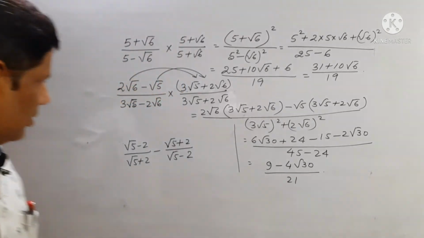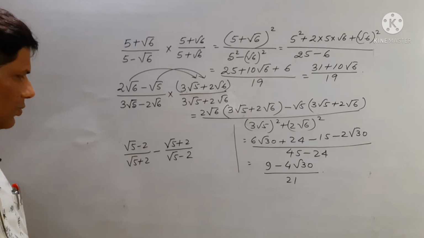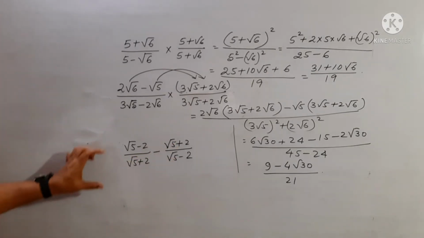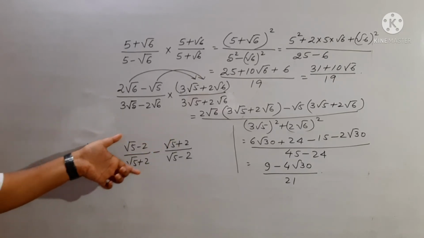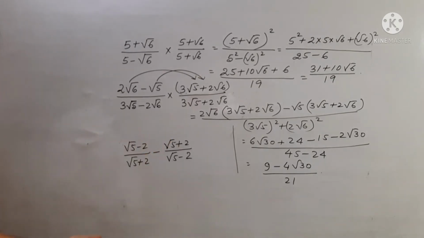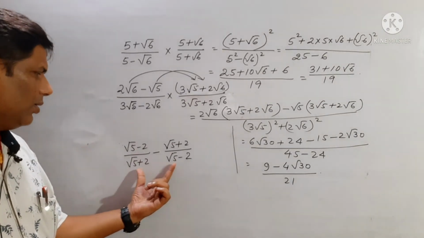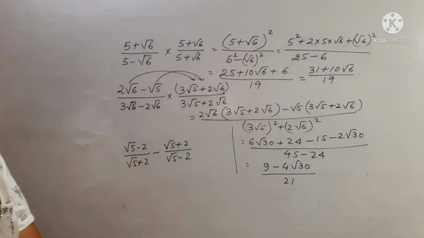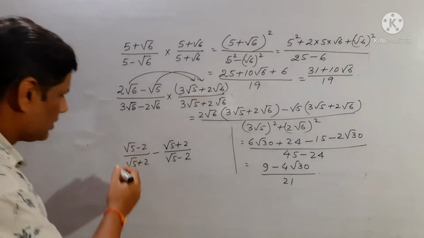Now look at this question: root 5 minus 2 by root 5 plus 2, minus root 5 plus 2 by root 5 minus 2. Just see this part and this part. One part is the reciprocal of the other. So either we can take the LCM of the denominators of these two parts, or we can rationalize this part and this part separately, and then subtract them. So first rationalize this part.